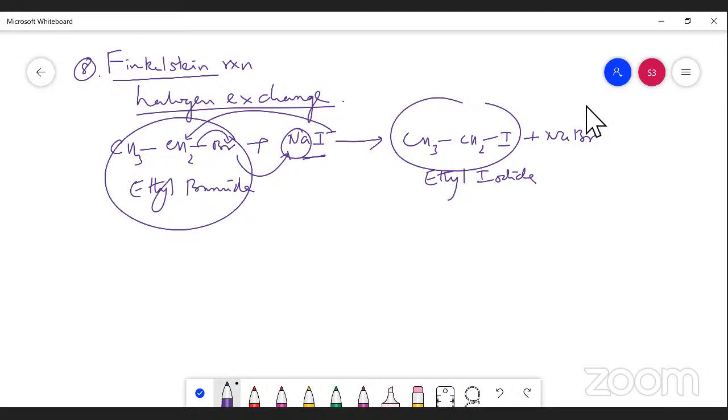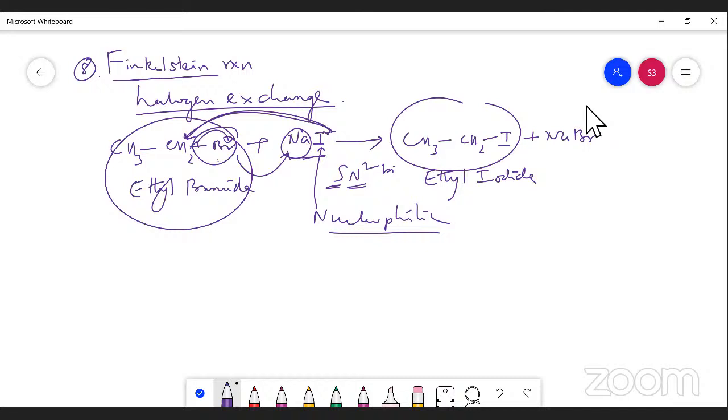This reaction follows the SN2 mechanism. What is the SN2 mechanism? S stands for substitution, N for nucleophilic substitution. This I minus is called a nucleophile. Br minus is also a nucleophile. Instead of one nucleophile, the other nucleophile is substituted. That is a nucleophilic substitution reaction. Why is it called 2?